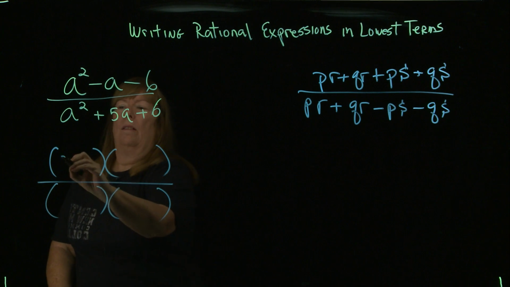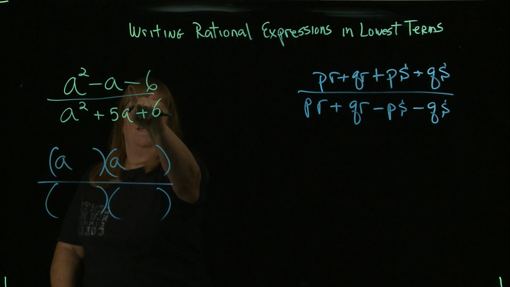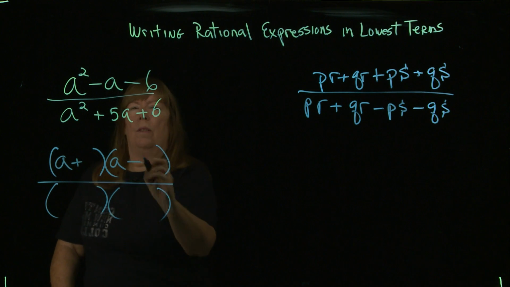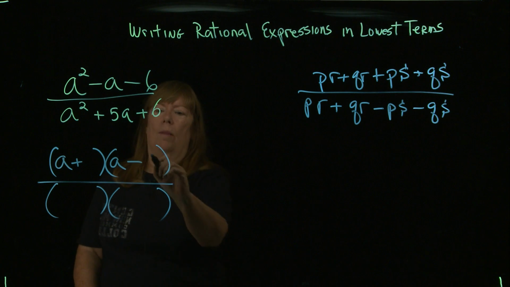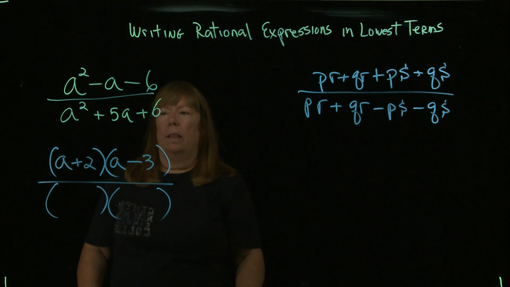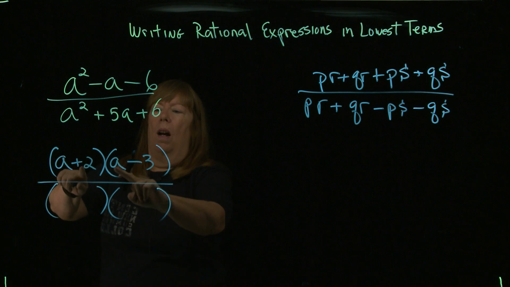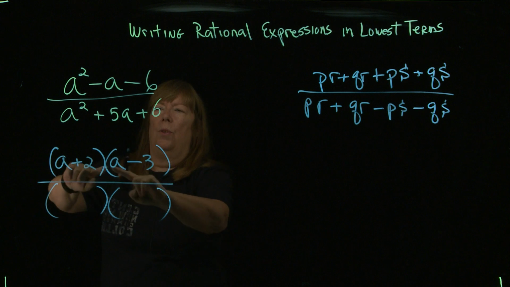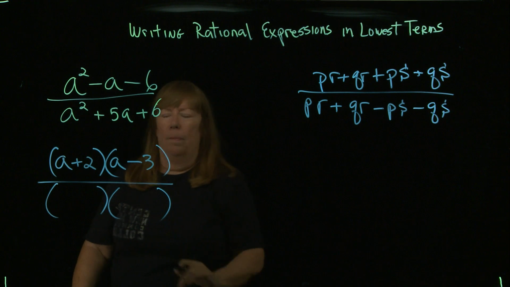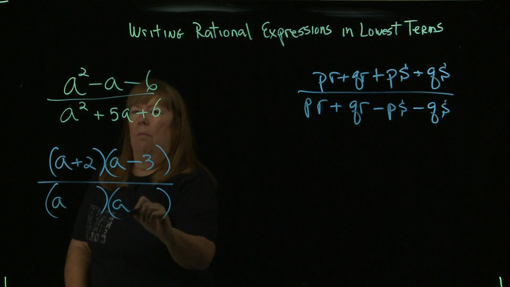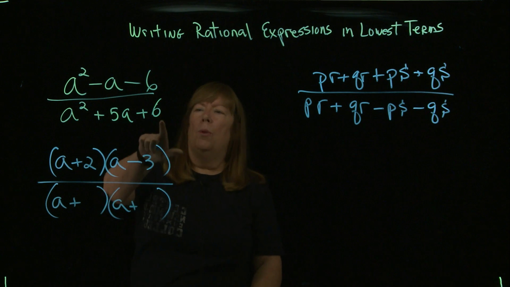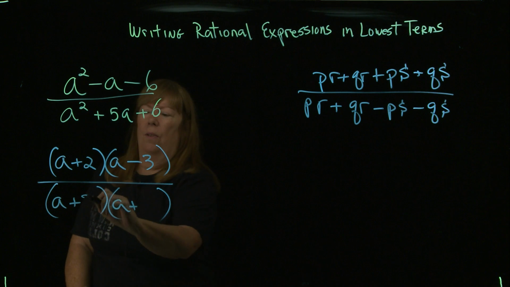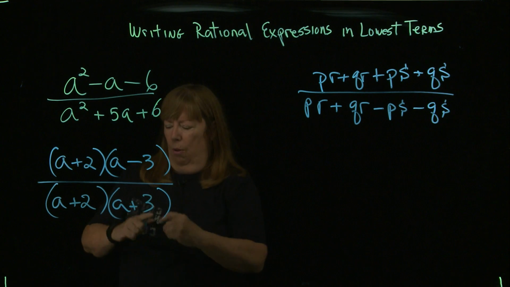We can factor that. It's a times a. The signs are different. I need two numbers that multiply to -6 and add to -1. How about that? Does that work? Positive 2a minus 3a is -a. Good. Down here, signs are the same. They're both positive. Two numbers that multiply to 6 but add to 5 are 2 and 3.